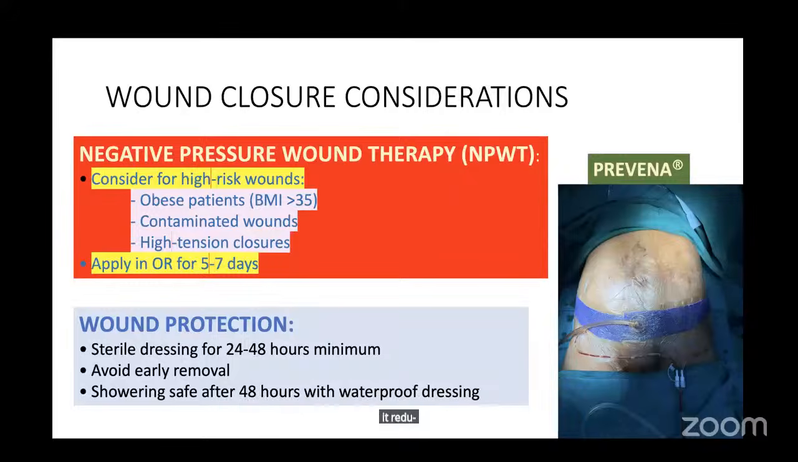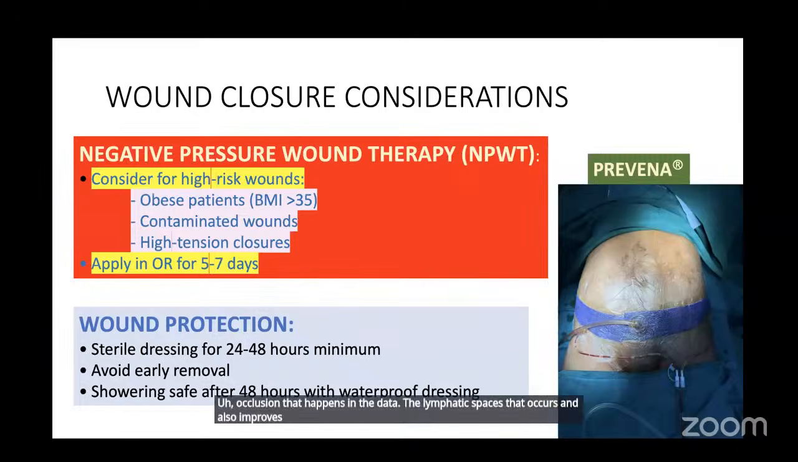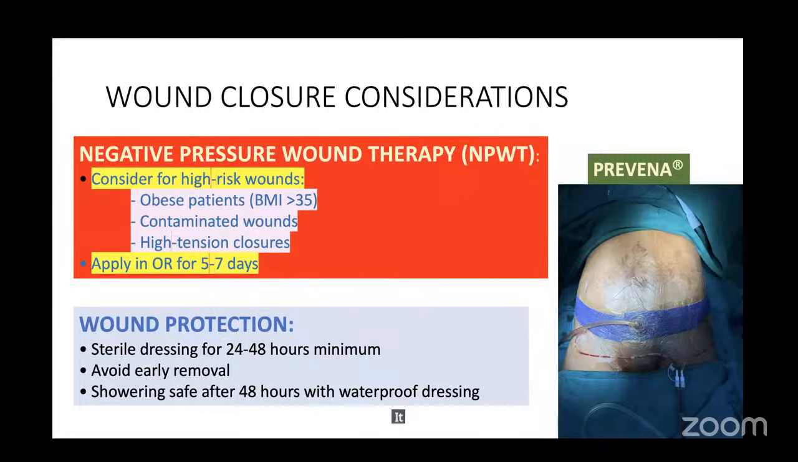It actually reduces the lymphatic occlusion and lymphatic stasis that occurs in that area, and also improves the blood flow in the local area, thereby reducing the chance of wound infection. Actually, this is a system that I think in the West is very popular. In India, it has just come up now. It gives very, very good results, especially in difficult wounds.